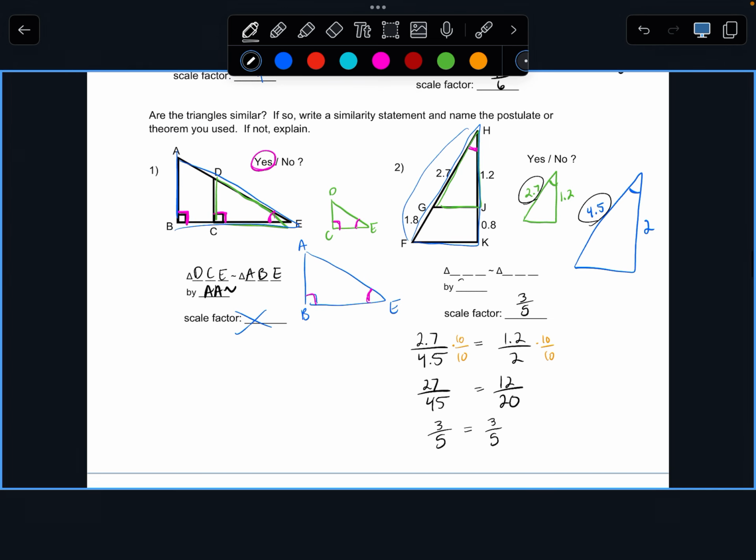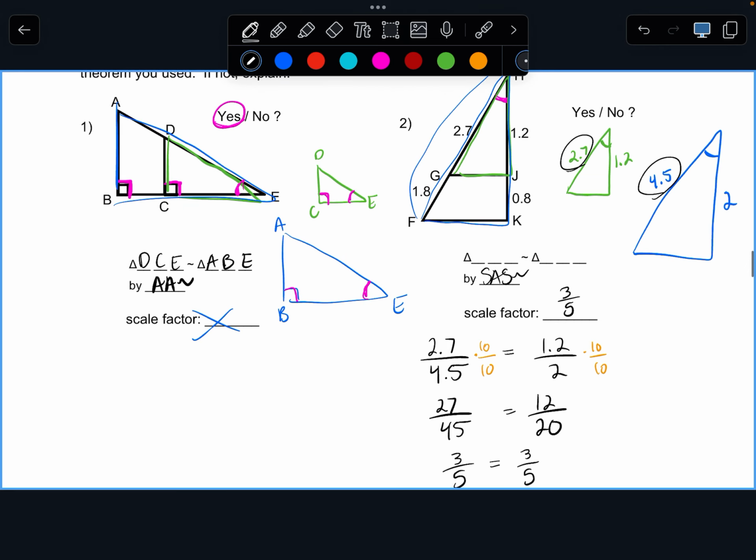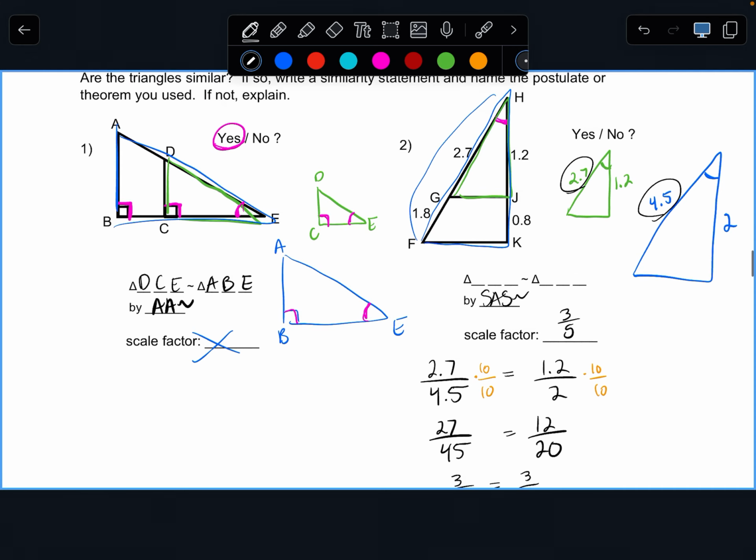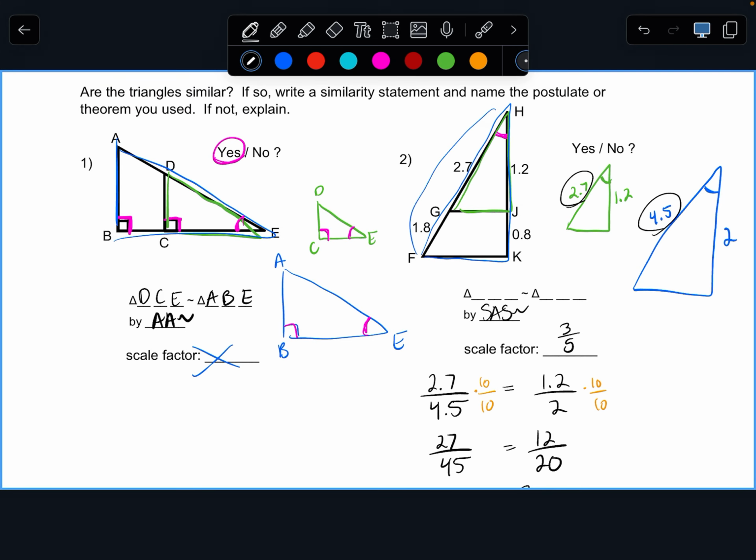And we only did 2 sides, an implied angle, so it's side, angle, side, similarity. And then you just watch the order of the letters. Yeah. G, H, J.